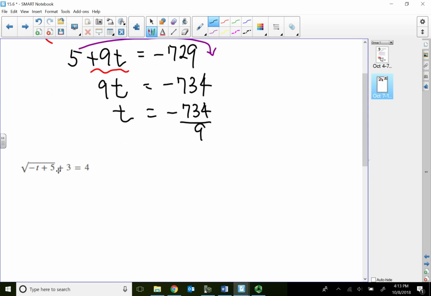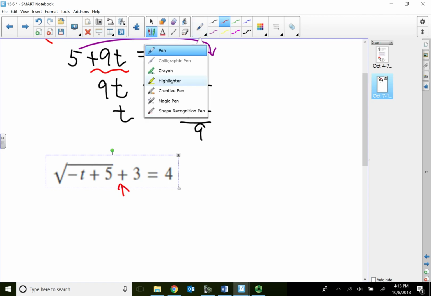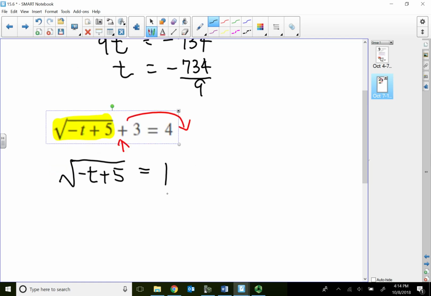All right. Now in this example, on the left side I actually have two terms, my radical term and a positive 3. So this is a square root problem, so I need to isolate my radical term. This positive 3 has to be moved over to the other side. Remember, my square root, my even root, has to equal a non-negative, a positive number on the other side. So for the square root of negative t plus 5, positive 3 comes over and becomes negative. So 4 minus 3 will be a positive 1. So far, this equation is good to go because the other side is positive.